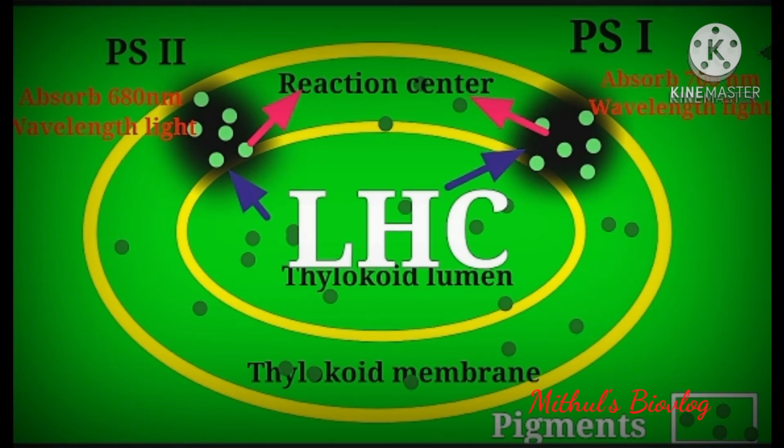Here one more thing is there. This LHC or the light harvesting complex is also called the antennae of the chloroplast.